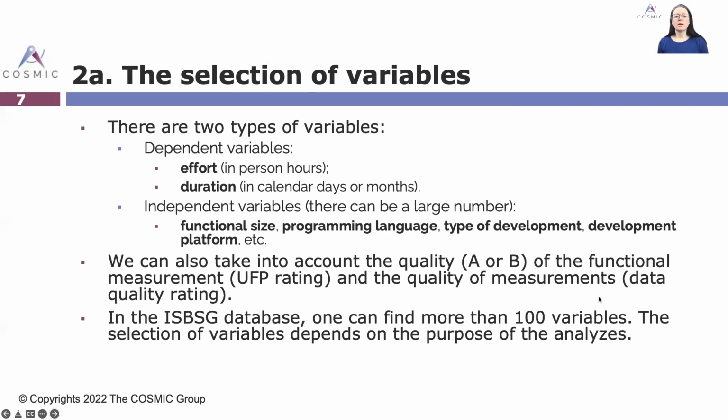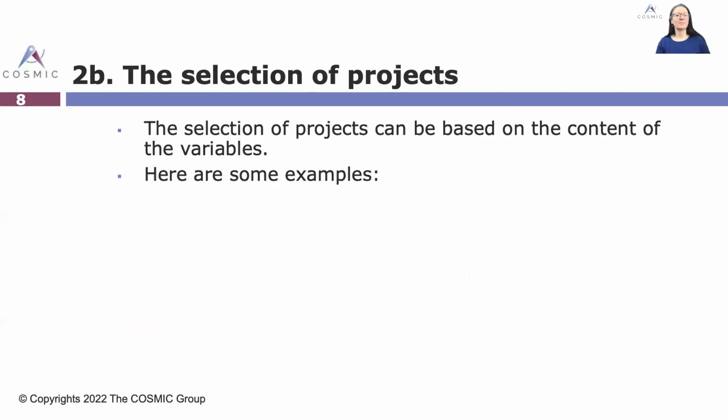In the ISBSG database, one can find more than 100 variables. That's a lot, and not all these variables are relevant. So the selection of the variables depends on the purpose of the analysis. In our case, we want to produce a productivity model so we can estimate a project with similar characteristics to the one we are looking for.